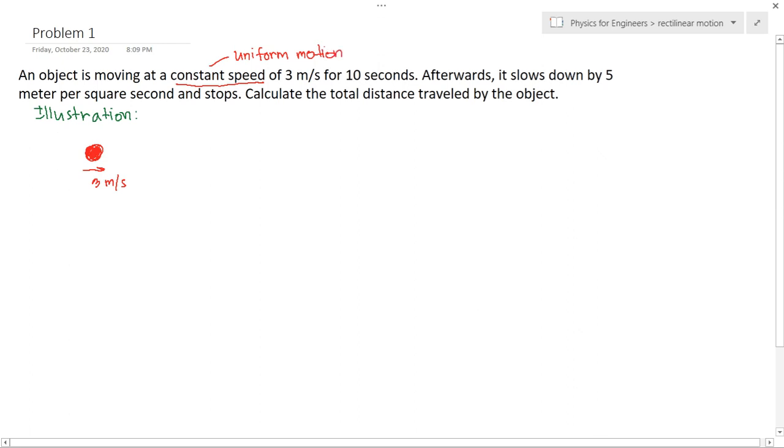So nag-constant speed siya for 10 seconds. So hindi natin alam kung ano ba sunod. So the t here is equal to 10 seconds. So meron time dito. Then of course, since constant, yung velocity dito is just 3 meters per second again. Then, sabi dito, afterwards, it slows down by 5 meter per square second. So, therefore, it decelerates by that magnitude. So, hina siya and stops.